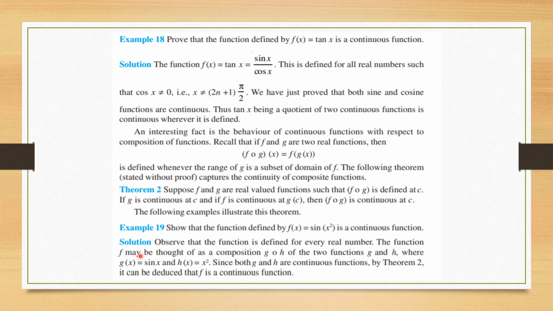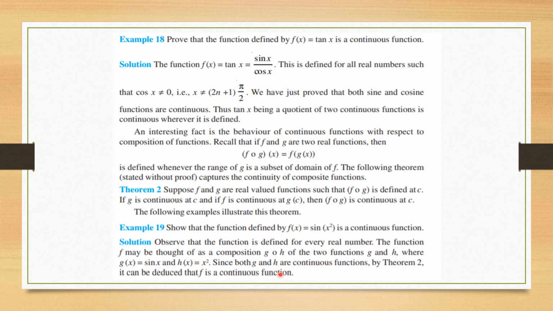So the function f may be thought of as the composition g of h of two functions g and h, where g(x) I take as sin x, and h(x) I take, as I told you, as x square. Now see what g of h will be. g of h(x) is g of x square. What is g of x square? That means put x square in place of x, so it becomes sin x square.